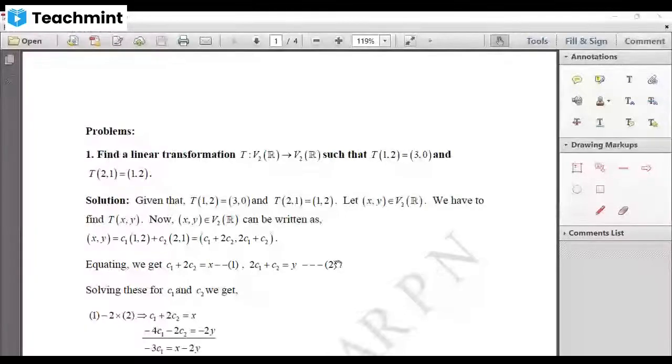Hello everyone. So in today's class, we're going to discuss how to find a linear transformation when they are given the image of a few elements.